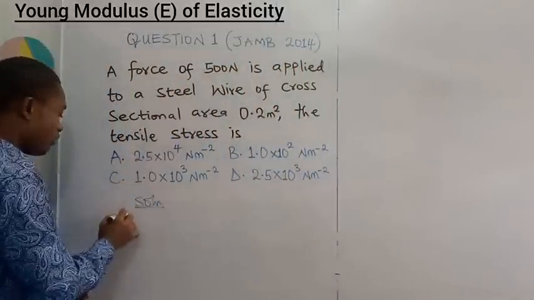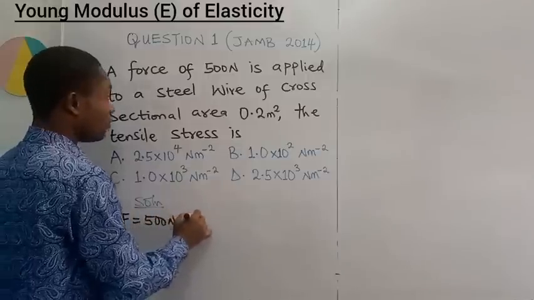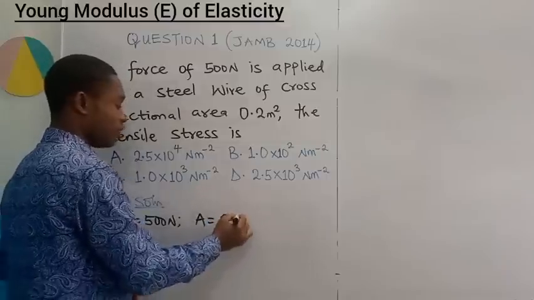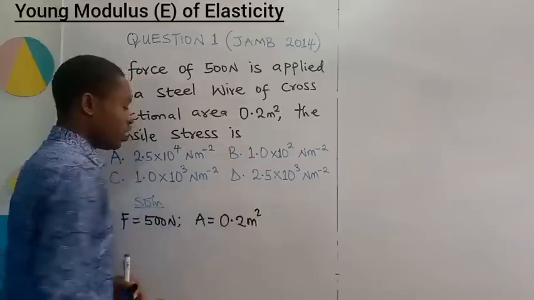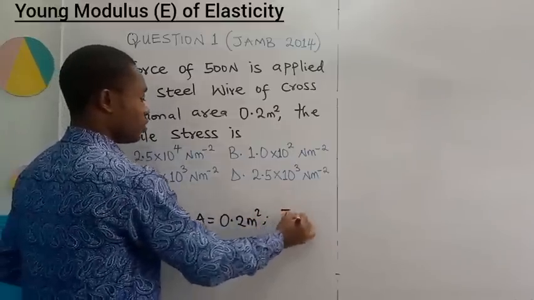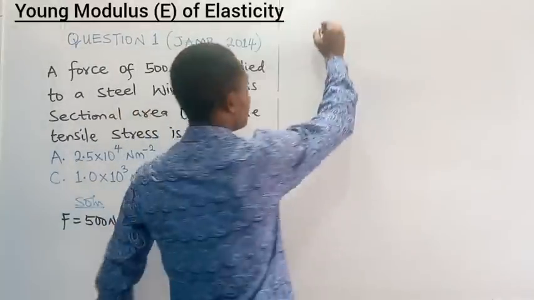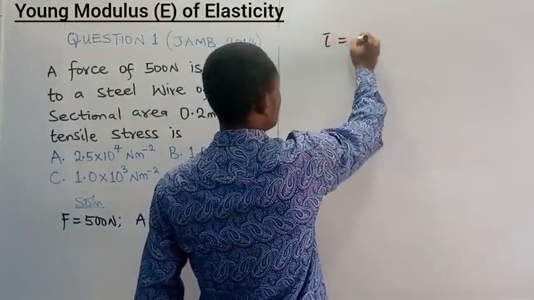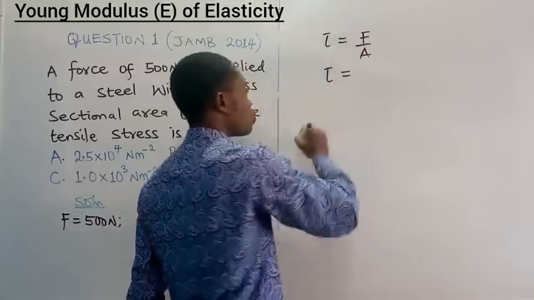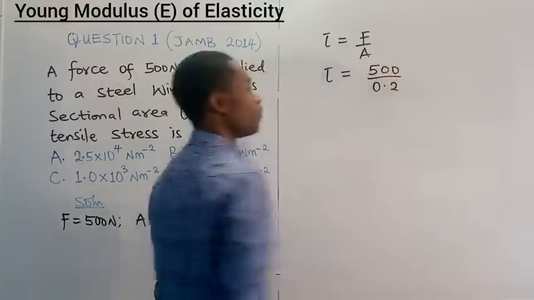Now, if you look at the question, the force was given to us to be equal to 500 Newton. And of course, we're given the cross-sectional area of the steel wire to be 0.2 square meter. Very simple, we're asked to calculate the stress. I'm using this symbol to represent stress. So what do we do there? Simply recall that stress is equal to force divided by area. And that's going to give us that stress is equal to 500 divided by 0.2.